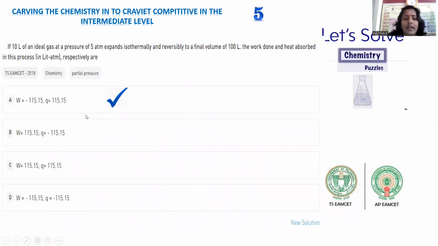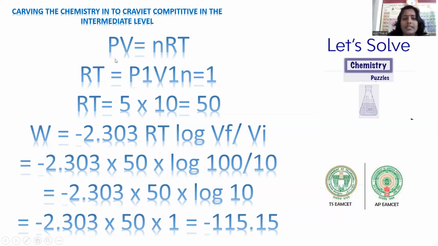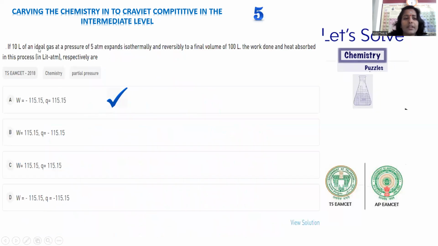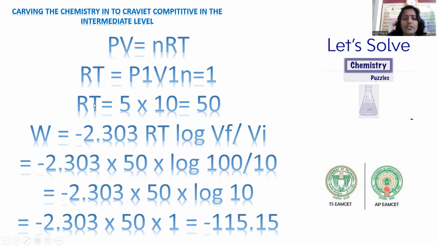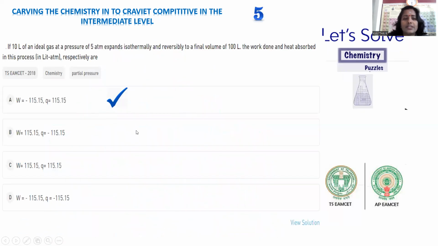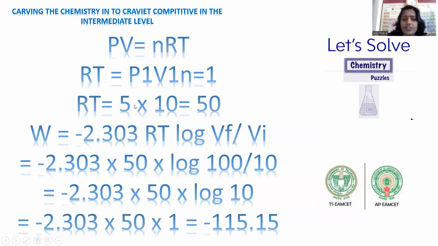In order to get the values, first of all, the ideal gas equation PV is equal to nRT. So RT is equal to, let's assume, n1, R1, T1. Let's take the initial values. The initial pressure is given as 5 atmospheres and the initial volume is given as 10 liters. Moreover, the n value is 1.